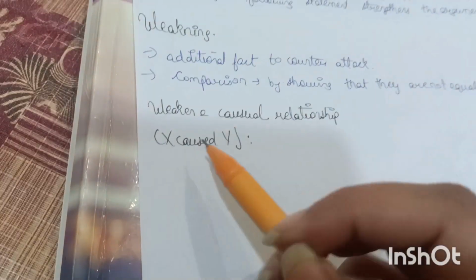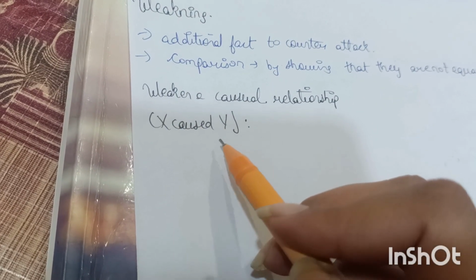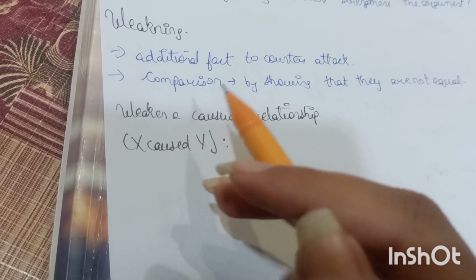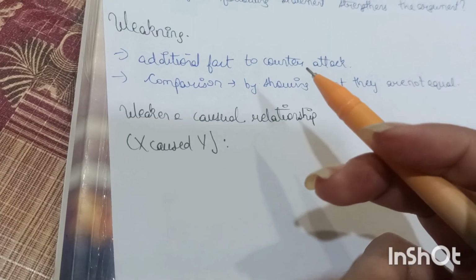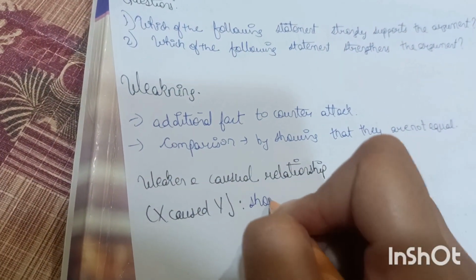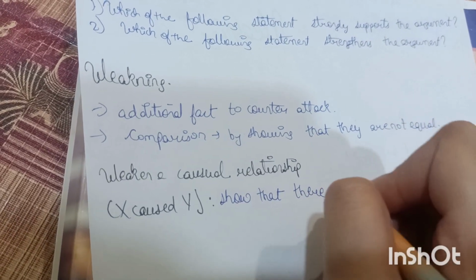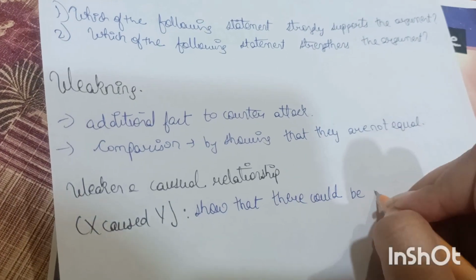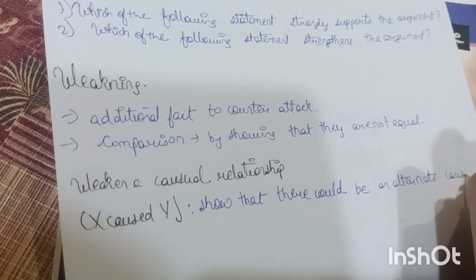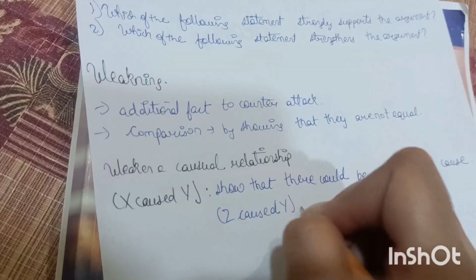Now let's see this. X is the conclusion part and Y is the statement part. Here you have to show that the statement is not related to the conclusion and there could be another cause related to the passage. So you can write it as: show that there could be an alternative cause. You can say Z caused Y.